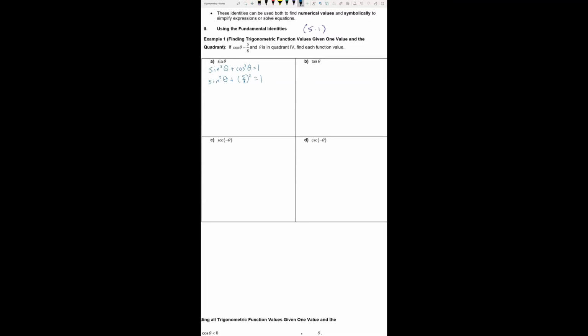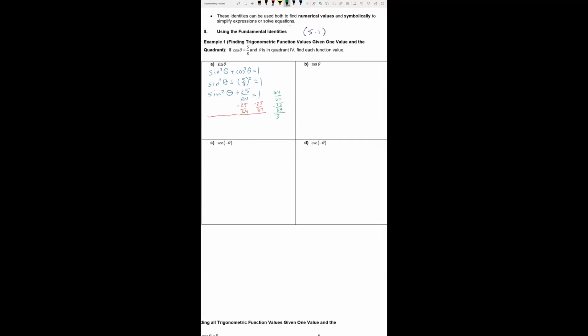First we square 5/8. To get sine squared theta by itself, we now need to subtract 25/64 from both sides. To subtract 25/64 from 1, we can write 1 as 64/64 and then subtract. 64 minus 25 is 39, so we get 39/64. Now we have sine squared theta equals 39/64. To get sine theta by itself, we now need to square root both sides.